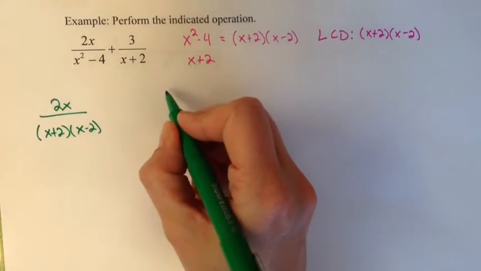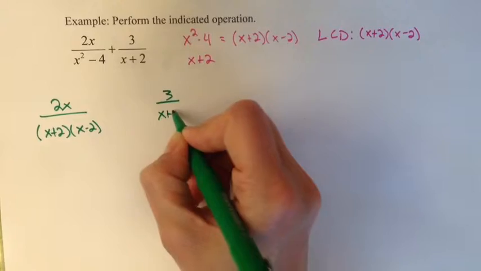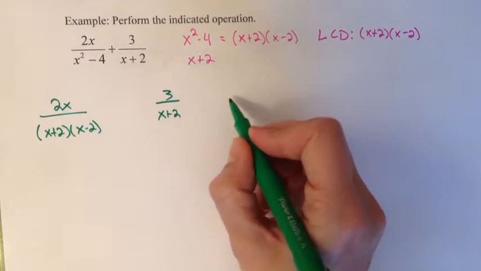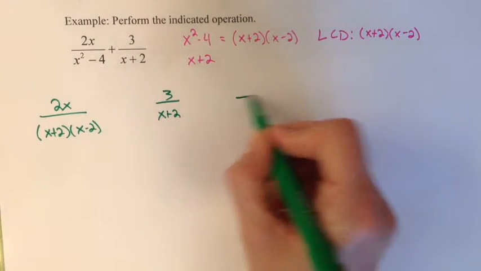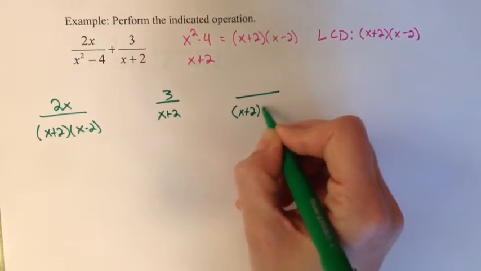Now we'll take a look at my second one, which is 3 over x plus 2. Now this guy is missing something from the goal common denominator. My goal denominator is x plus 2 times x minus 2.